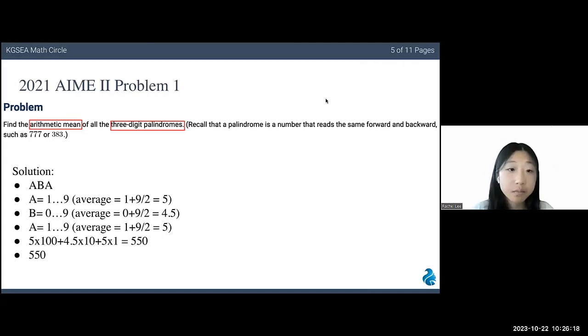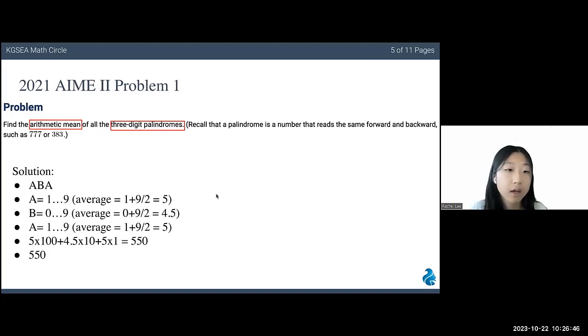So when we say that the 3-digit palindrome is ABA, then we can say that the possibilities of A are 1 to 9, B is 0 to 9, and A is again the same 1 to 9. And because we have to average out the different numbers in this format, the average of A will be 5, B will be 4.5, and A will be 5.